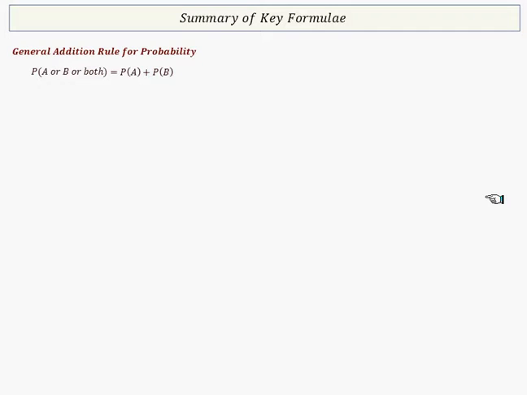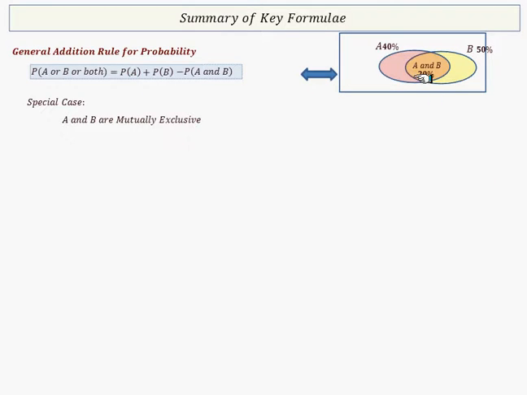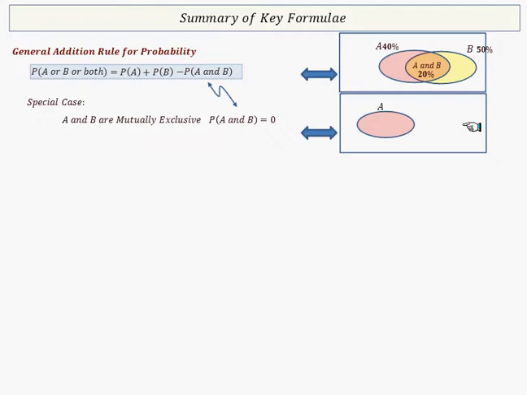We have here probability of A or B or both, where A and B are events. And we're suggesting that in the diagram here, probability of A plus probability of B is 50 plus 40, 90%. And of course we include the 20% as part of the 40 and the 50, and therefore we have to subtract it once. Now for mutually exclusive events A and B, they exclude one another. A and B both can't happen, so the probability of A and B is 0. In that case, probability of A or B is just the sum of the two probabilities.